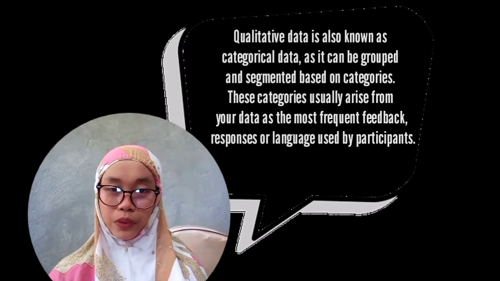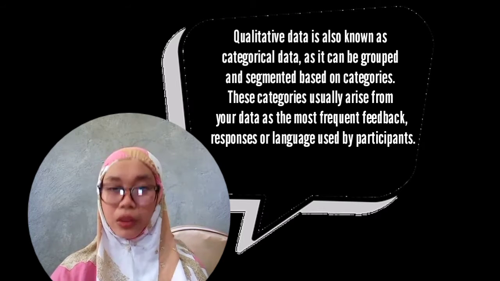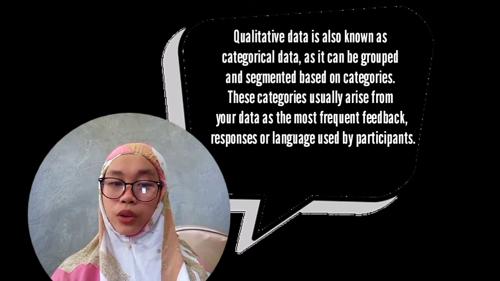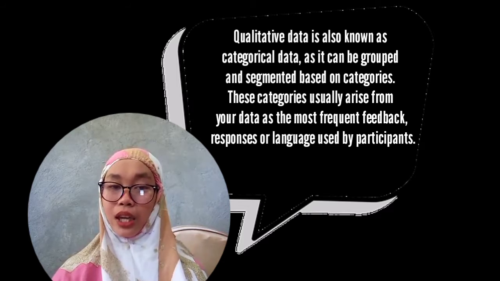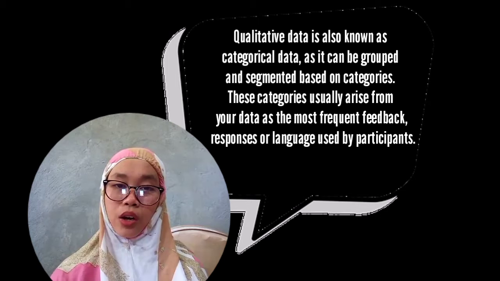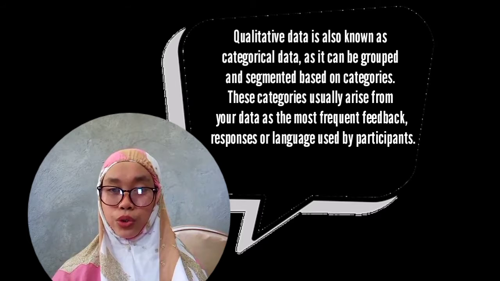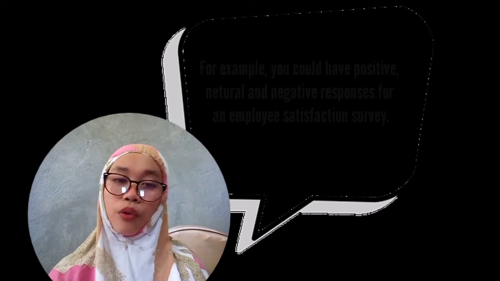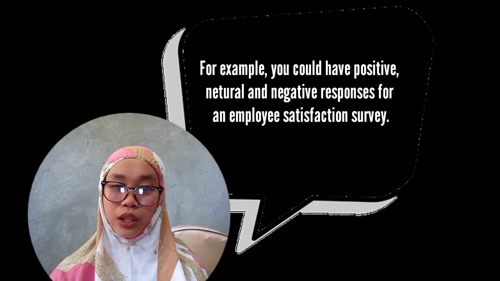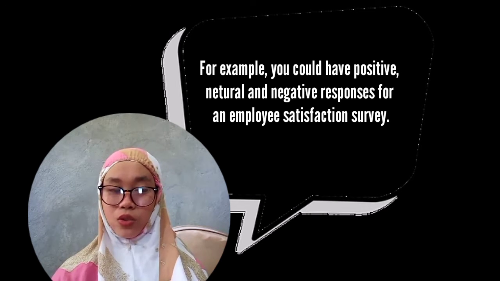Qualitative data is also known as categorical data, as it can be grouped and segmented based on categories. These categories usually arise from your data as the most frequent feedback, response, or language used by participants. For example, you could have positive, neutral, and negative responses for an employee satisfaction survey.